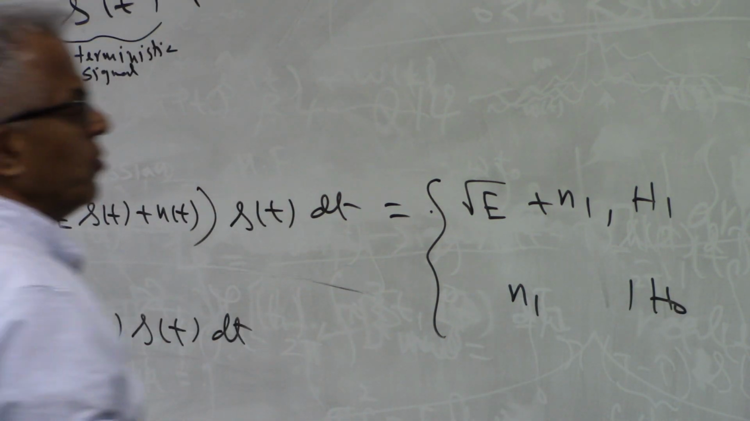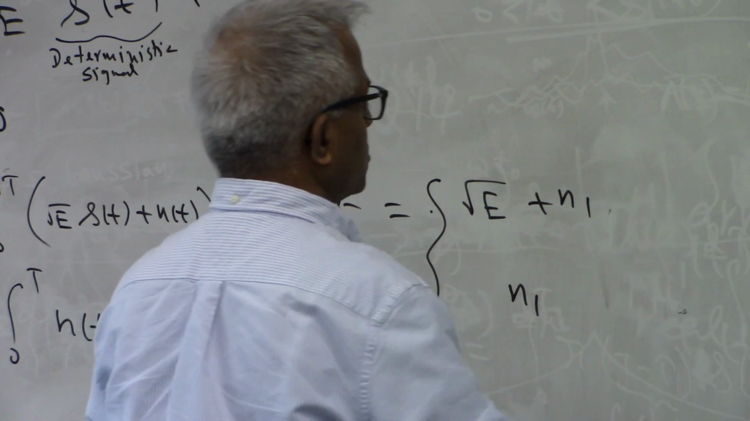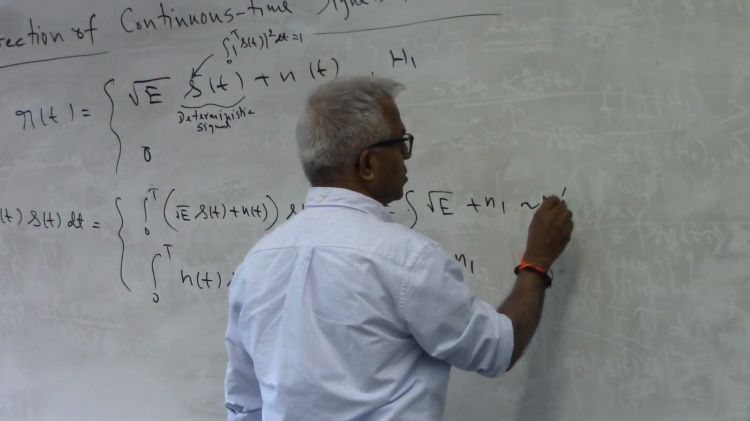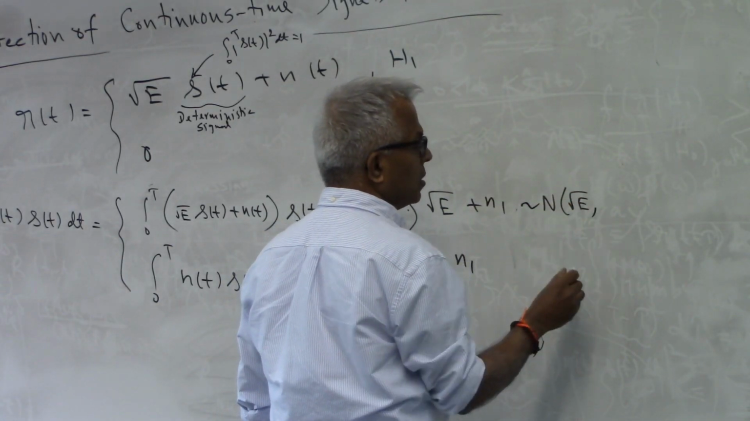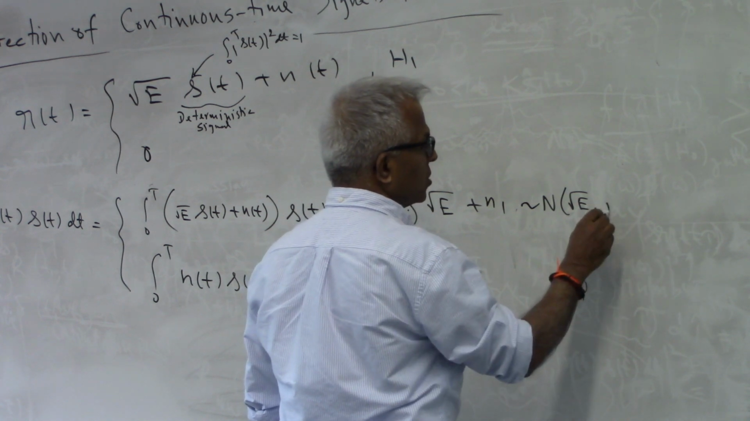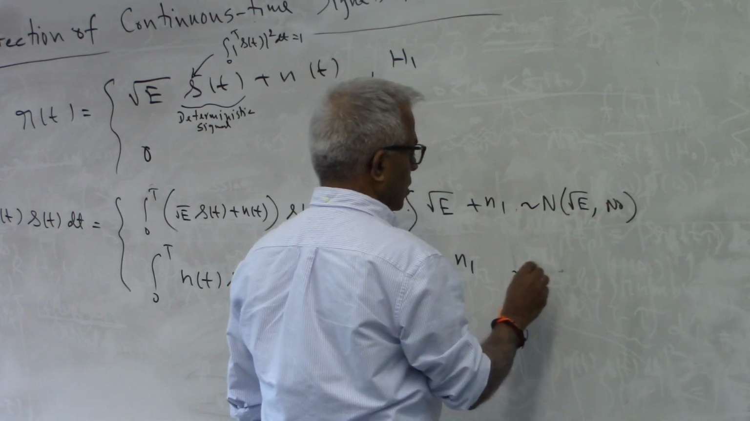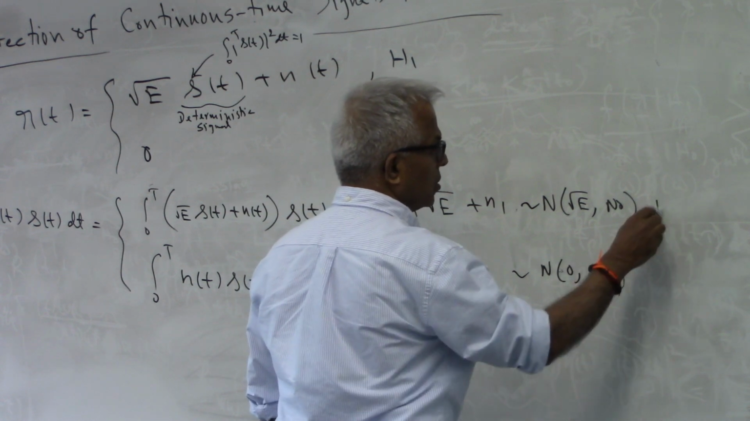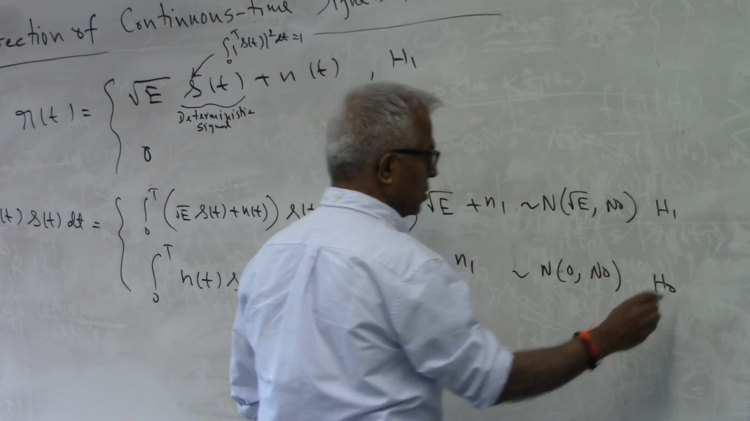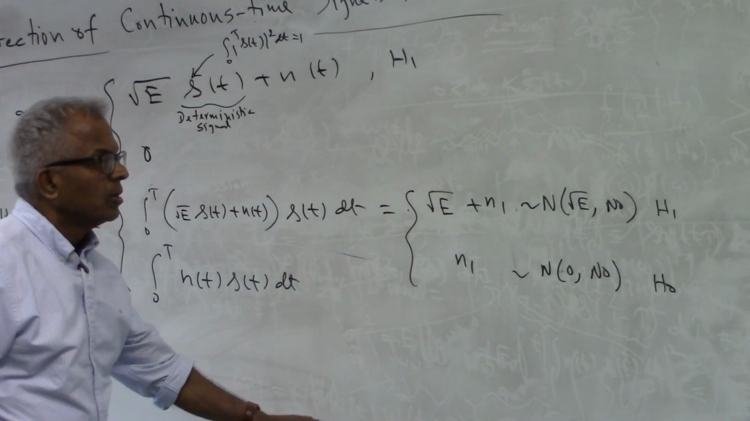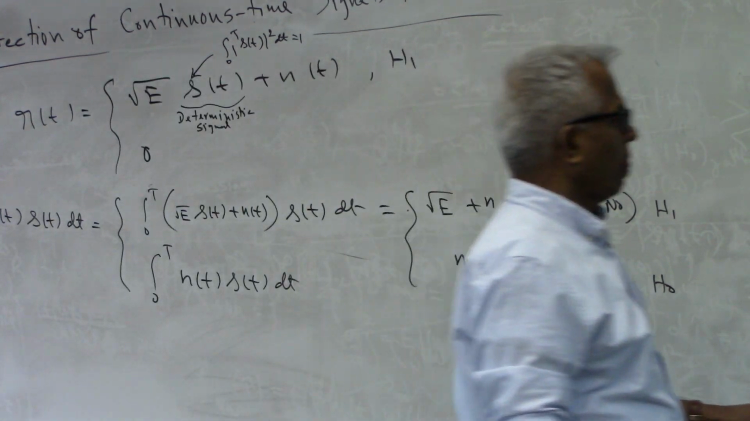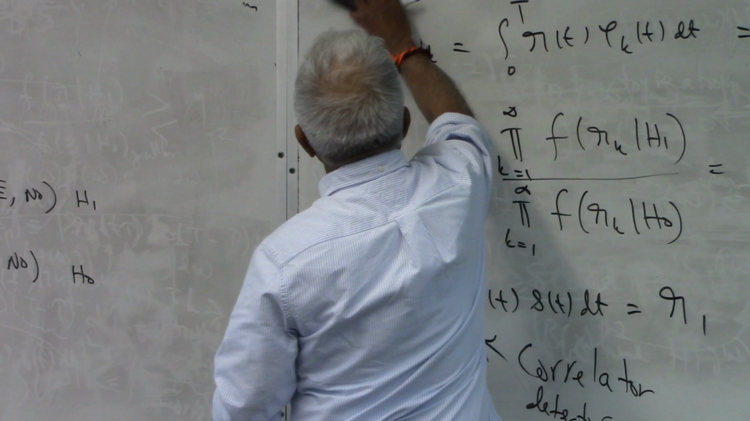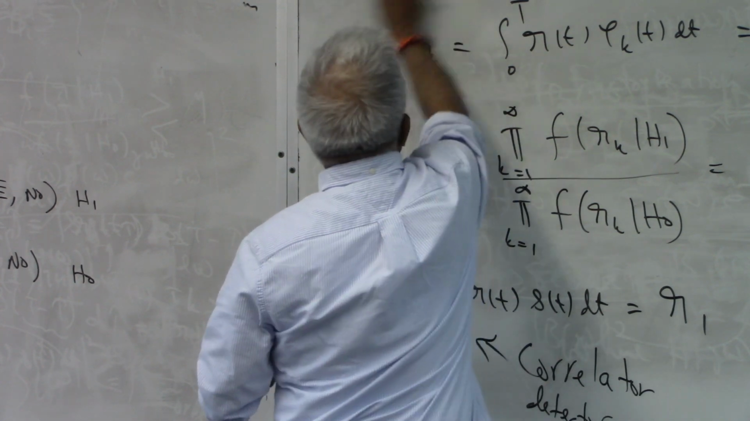So I had this before there. This is the same as saying that this is Gaussian with mean square root of E and variance N0, and this is with zero mean and variance N0. This is under H1, this is under H0. So let me do PD here.